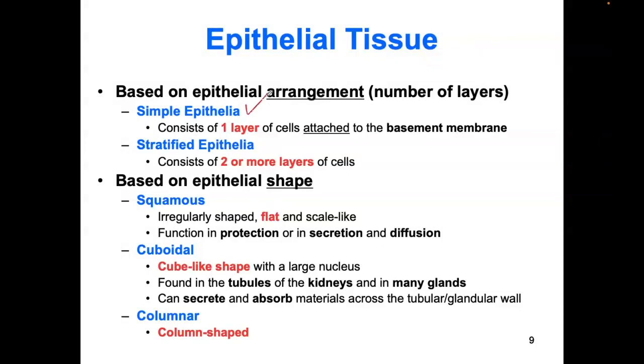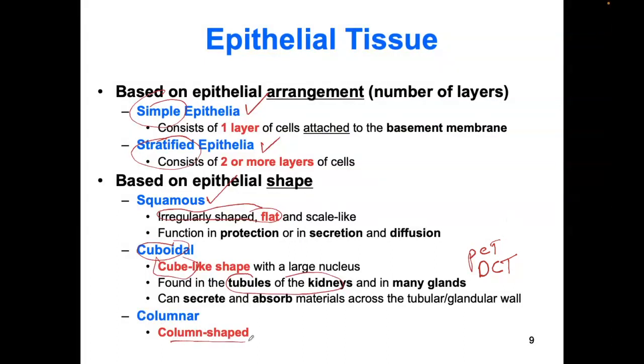So remember, we have simple epithelium or stratified epithelium. Simple, one cell layer thick. Stratified is two or more layers. Squamous is these flat, irregular shaped cells. Cuboidal, those are your cube shaped. Those are found in the tubules of the kidneys. Remember, we said it's going to be found at the proximal convoluted tubule and the distal convoluted tubule.